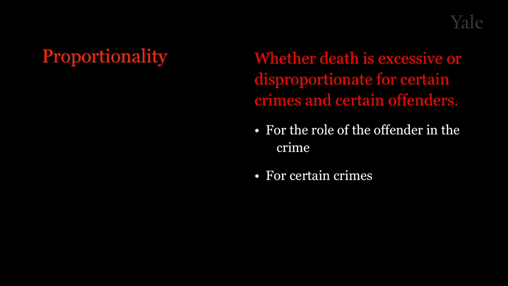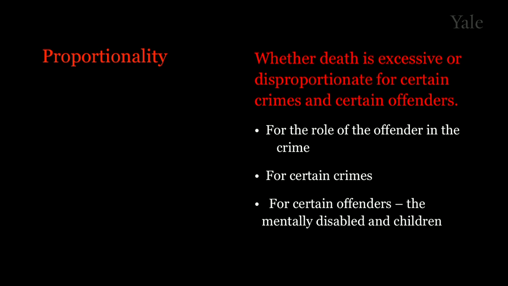For certain crimes, all of the three cases decided by the court in 1976 were murder cases. But what about the death penalty for cases in which the victim is not killed? Many of the states which adopted new death penalty statutes, particularly Georgia, provided for the death penalty not only for murder but for rape, kidnapping, and other offenses. And so the court ultimately decided that.